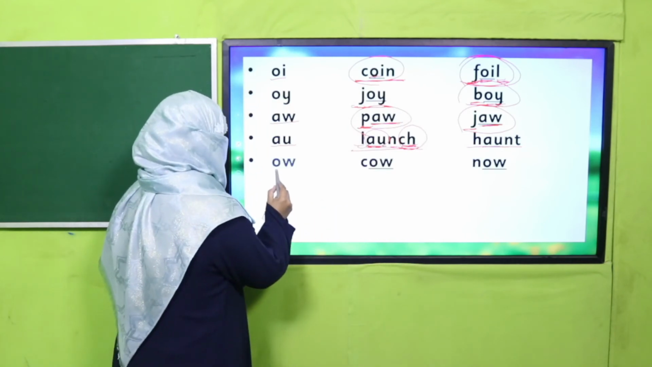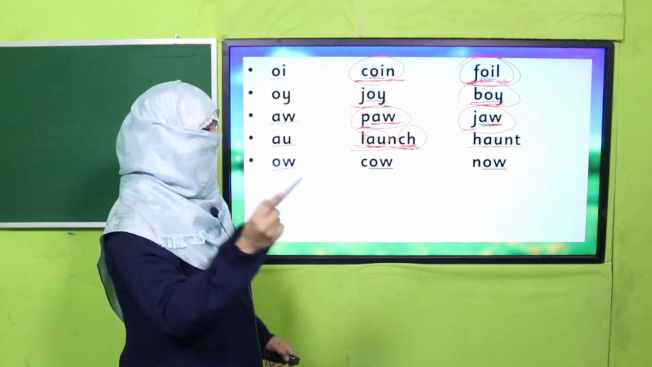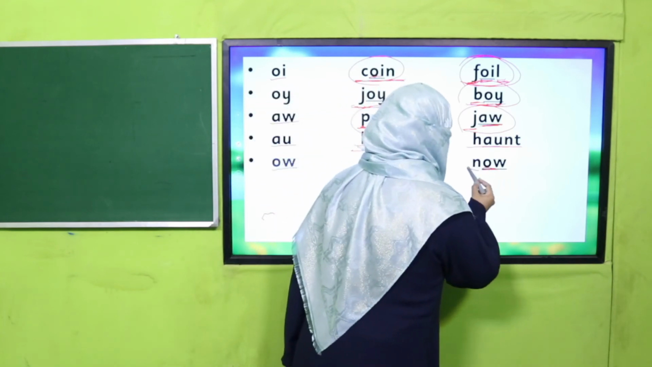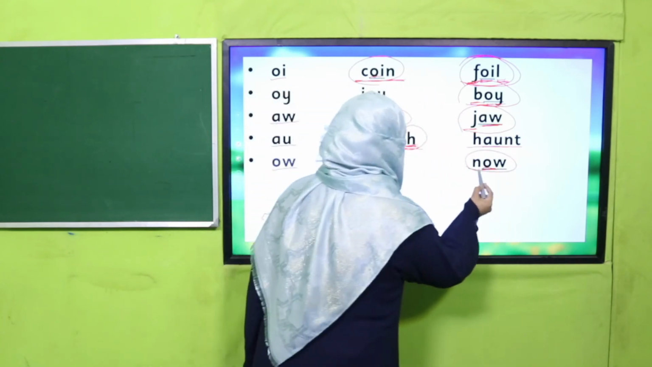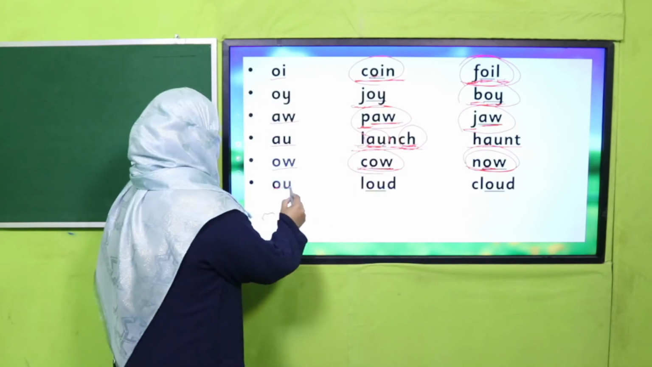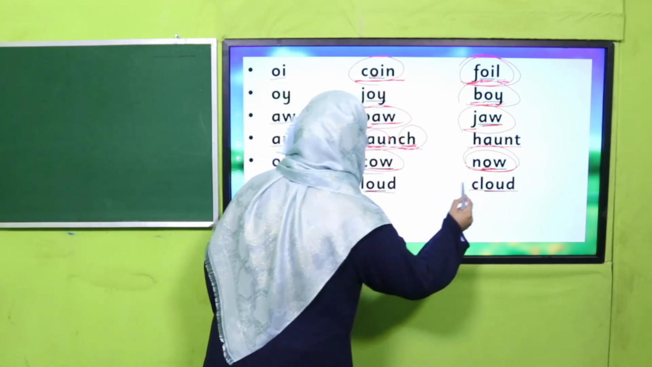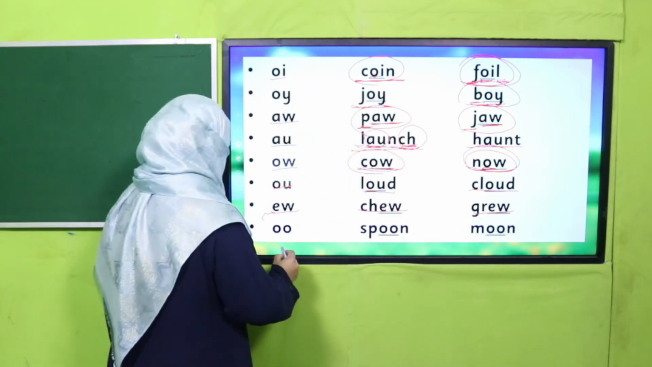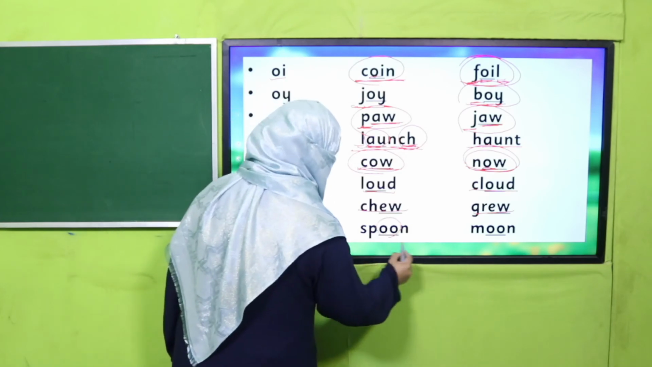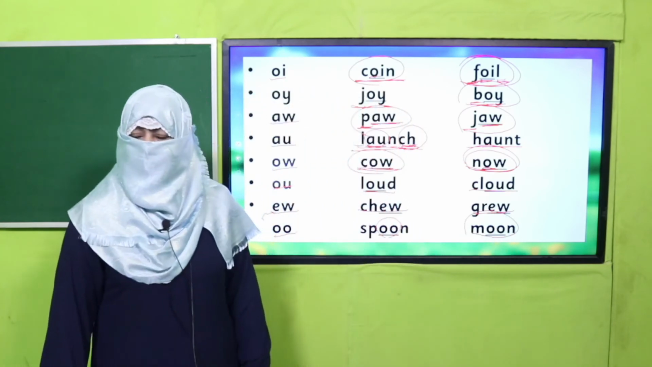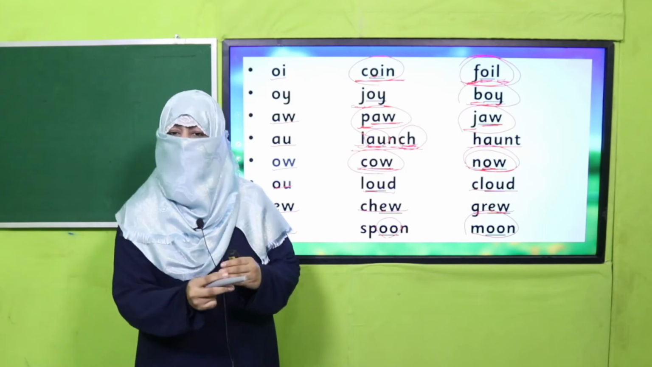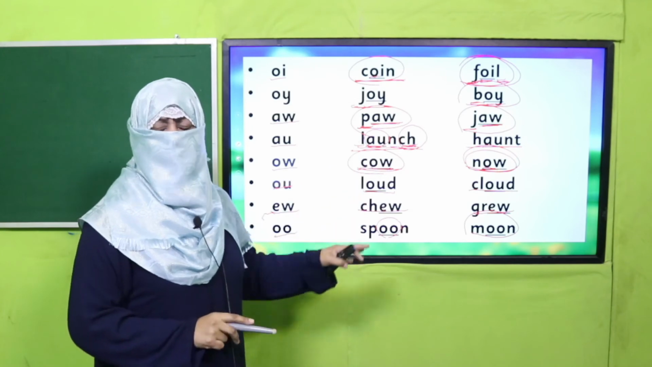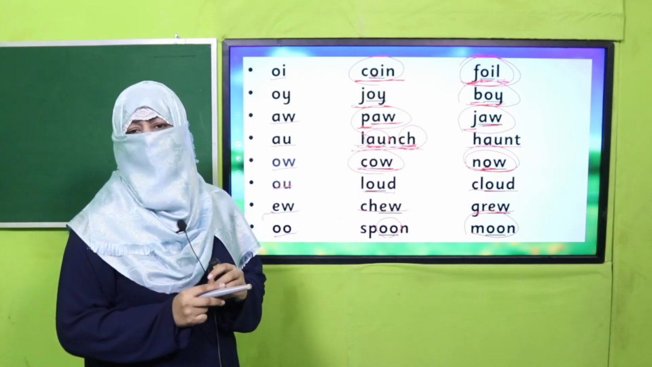Now, ow. OW says ow. You know it now. And it's k, ow, cow. Ow, now. Cow, now. Ow, loud, cloud. Ew, chew, grew. Oo, spoon, moon. Right? This is how we pronounce diphthongs in words. Again, teachers, pause the video, practice all these words, and make the children learn in a fun way.